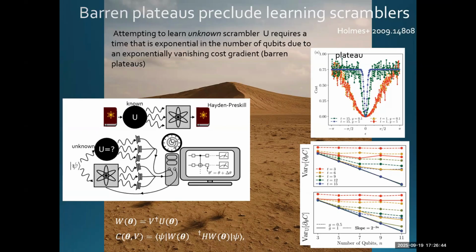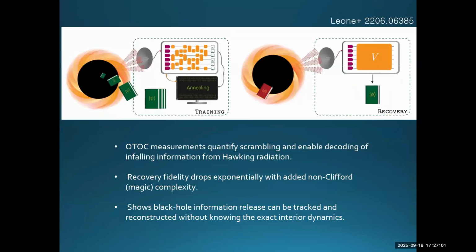And in this work, they show that learning an unknown internal black hole system often encounters barren plateaus. And in this work, you can find other works.